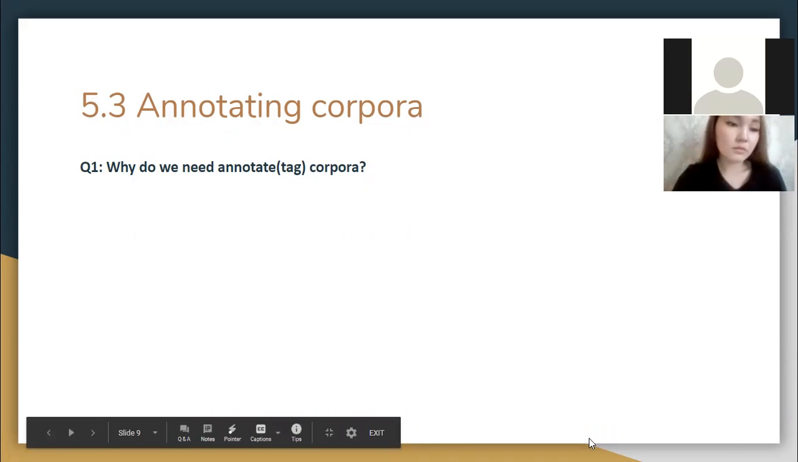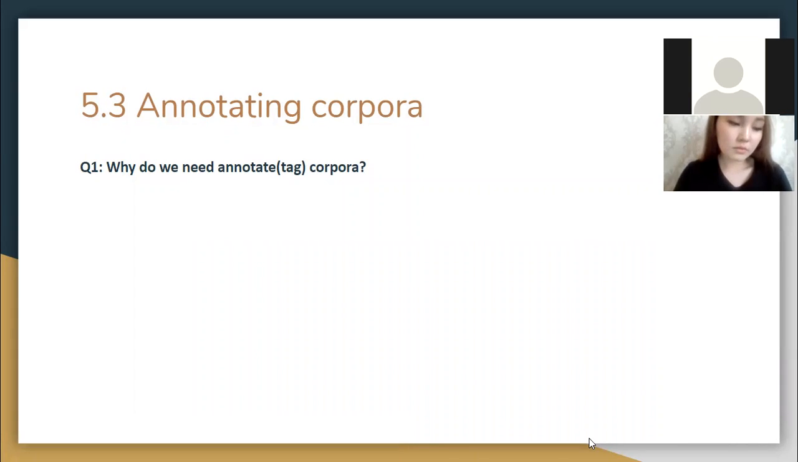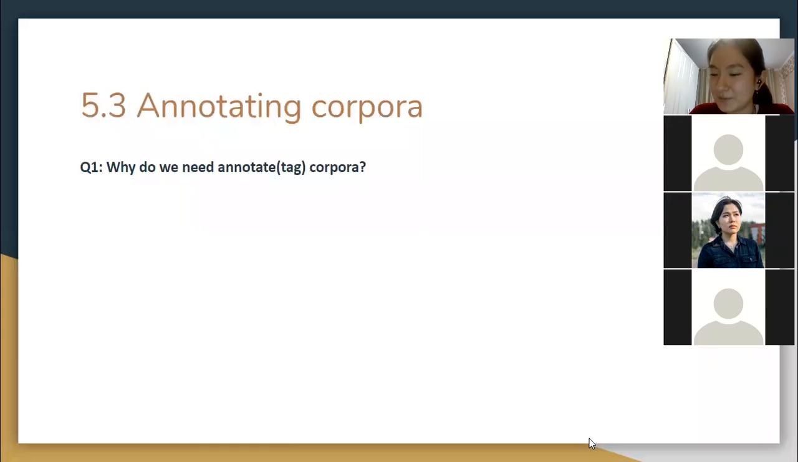To tag the corpora. Am I speaking well there? Can you not hear me well? Yeah. Oh, okay. Now I can hear you. So that will increase the accurateness of the work.